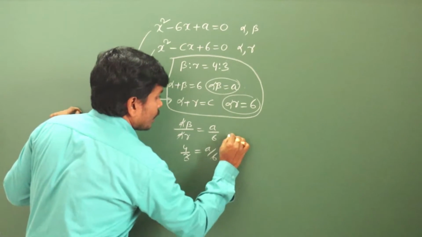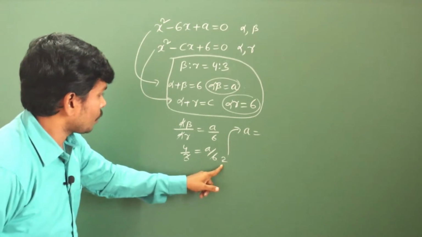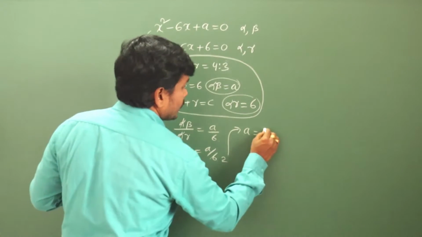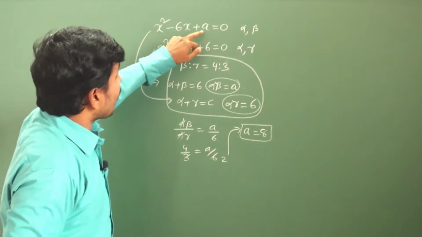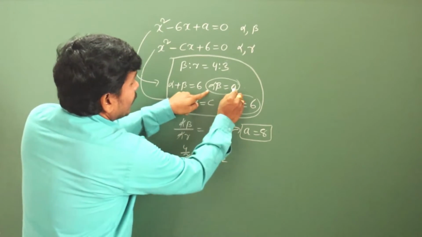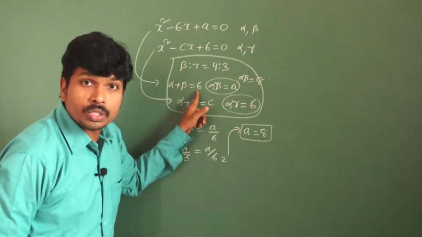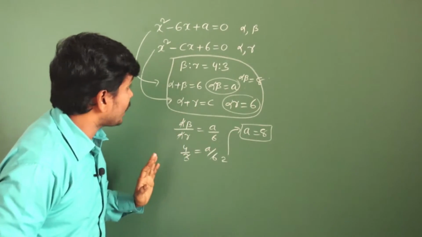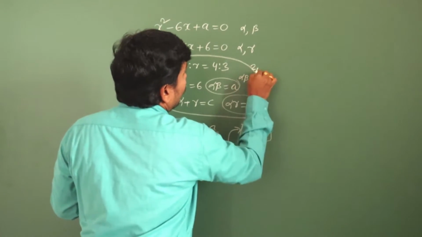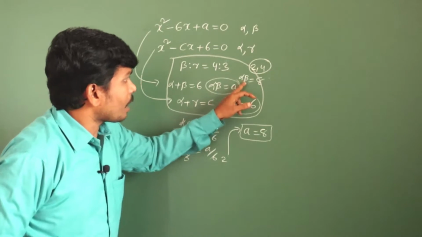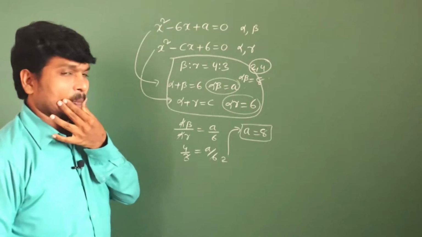So your a value is 4 twos are 8. Excellent. Your a value is 8. So a is 8, which means the product of the roots is 8, and the sum of the roots is 6. Then definitely your roots, one guess is 2, 4. Yes or no? Your alpha comma beta values are 2, 4, because 2 plus 4 is 6, 2 fours are 8.